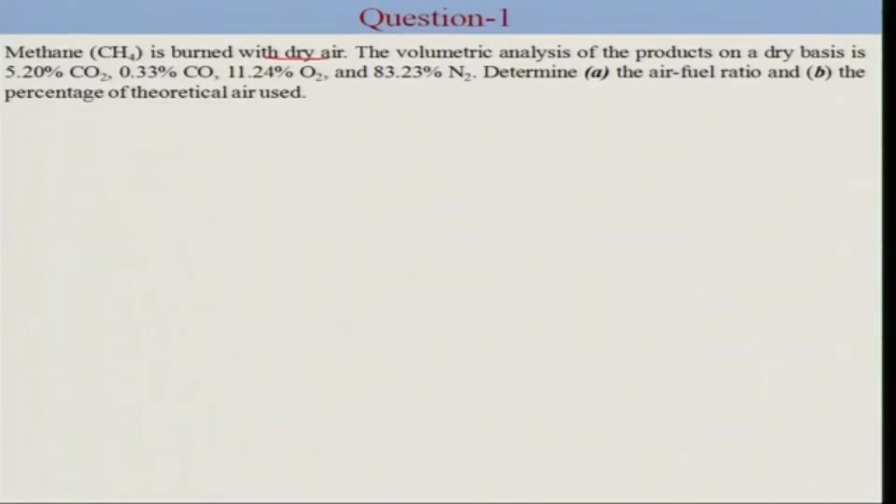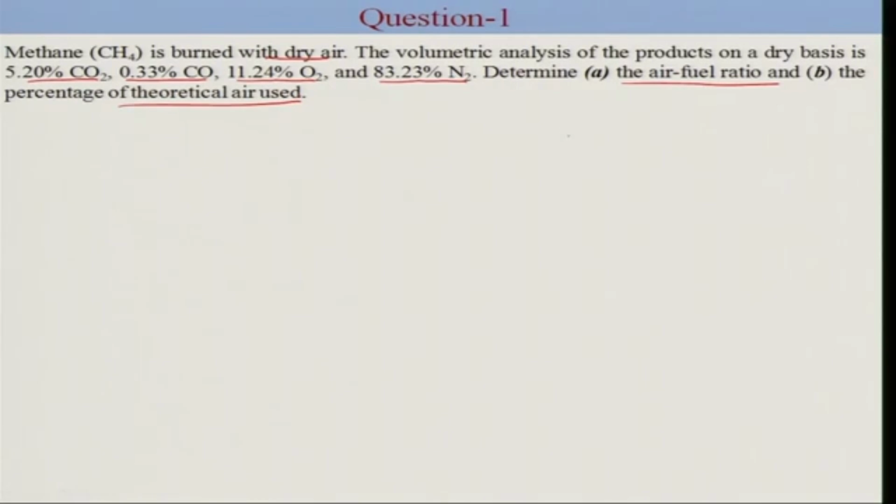The volumetric analysis of product on a dry basis is 5.2% of CO2 is coming out, 0.33% of CO is coming out, 11.24% oxygen and 83.23% nitrogen. We have to determine the air fuel ratio and the percentage of theoretical air used.